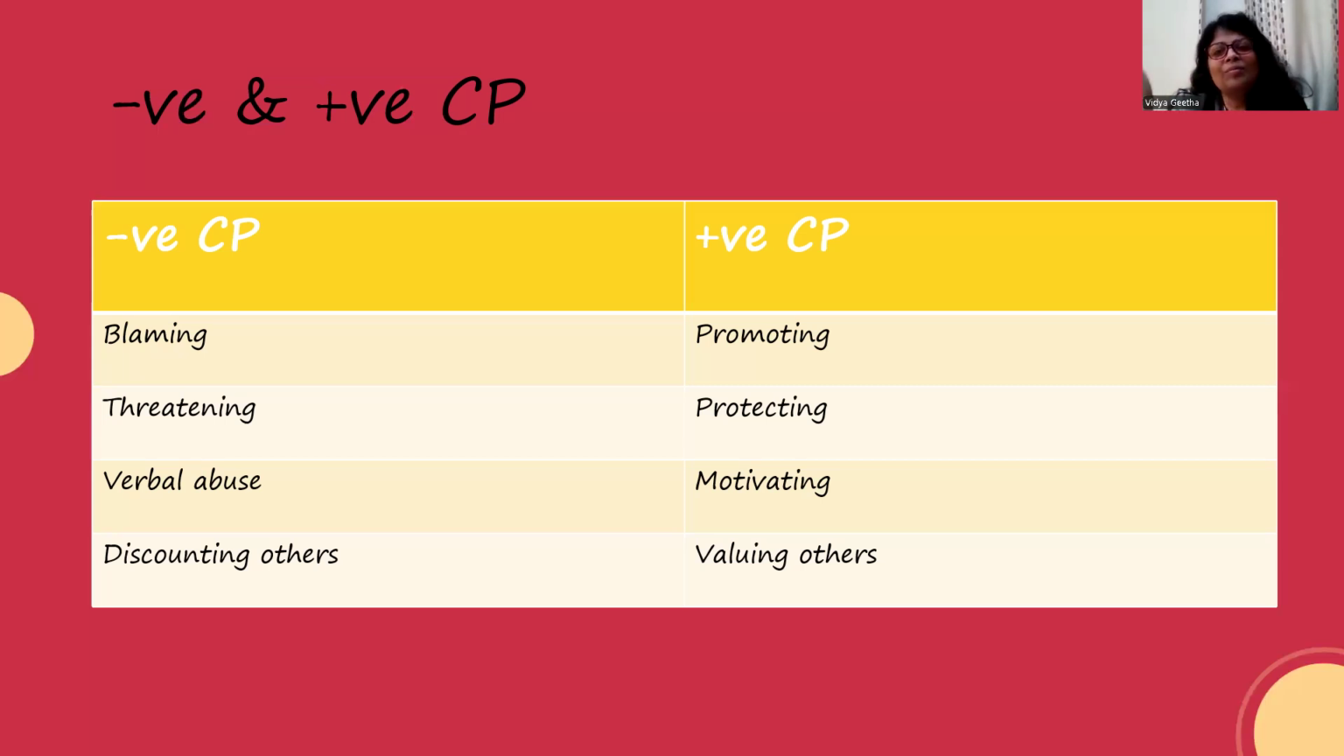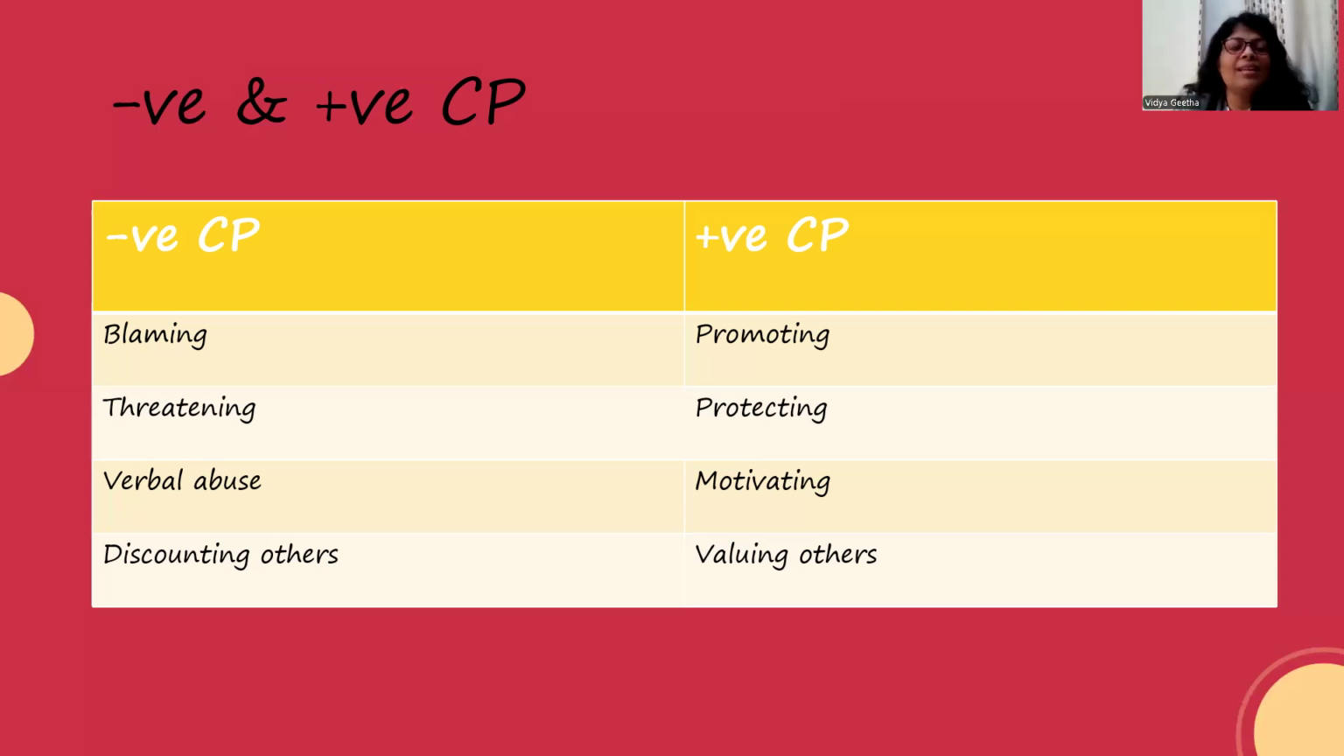We work on the nurturing parent. In the process, we move from negative CP to positive CP, which is, instead of blaming, we will support them and help them to progress. Controlling parent, as we always say, the intention is good. It is to protect the family, protect the community. Instead of verbal abuse, it can be motivating words. Discounting, instead of looking down upon others, it will be like valuing others.